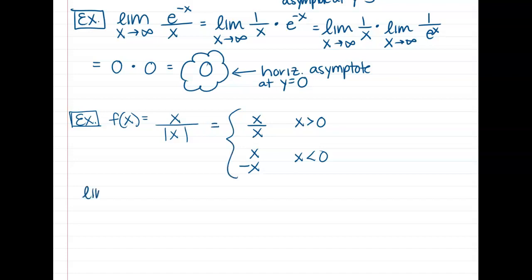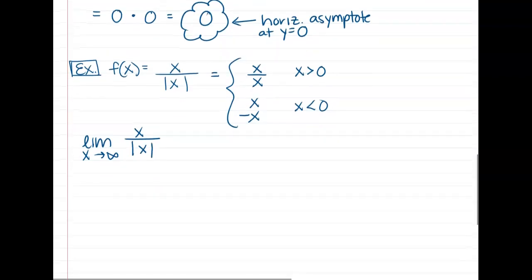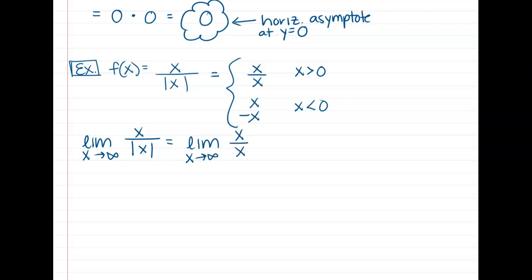Now, if we want to find the limit as x approaches infinity of x over absolute value of x, as x goes to positive infinity, this is the same as the limit as x goes to infinity of just x over x, because we're using this top function here, which is the limit as x approaches infinity of 1, which is just 1.